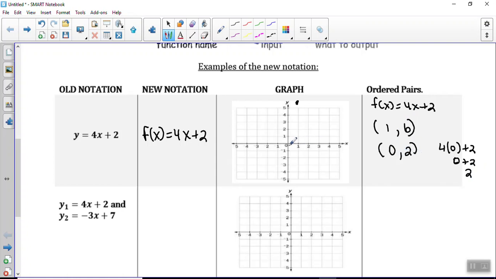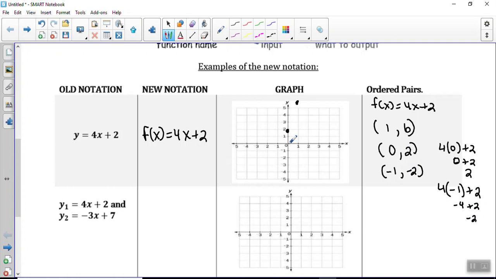Let me look at it on the graph. So you have 0. My y-coordinate is 2 right there. Okay, let me just do one more. Let's do a negative number. Let's look at negative 1. If I plug in negative 1, my x becomes negative 1: 4 times negative 1 is negative 4, plus 2. Negative 4 plus 2 is negative 2. So my output here is negative 2.